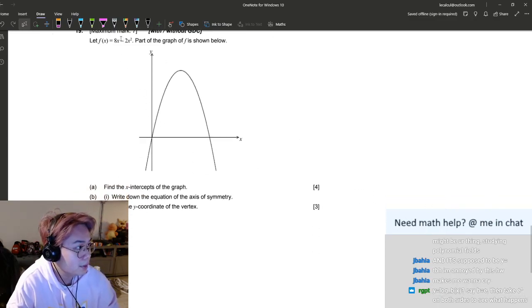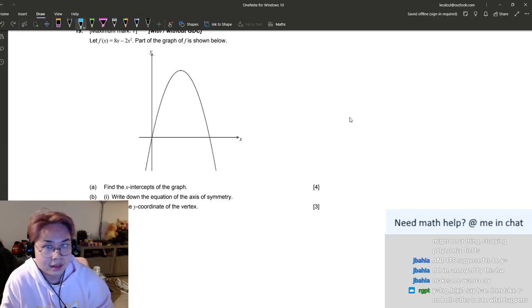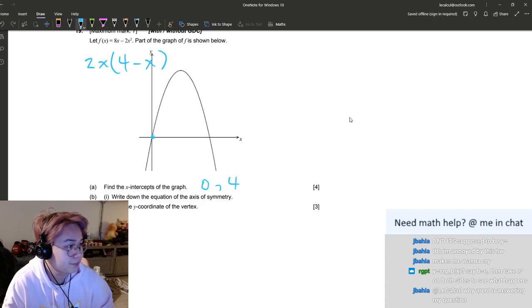So here's another parabola. Write down the x-intercepts. Okay, so we just need to factor this and then solve. There's a common factor of 2x. So if you factor that out, you get here. You can kind of see we have an x-intercept at 0, and the other one is at 4.